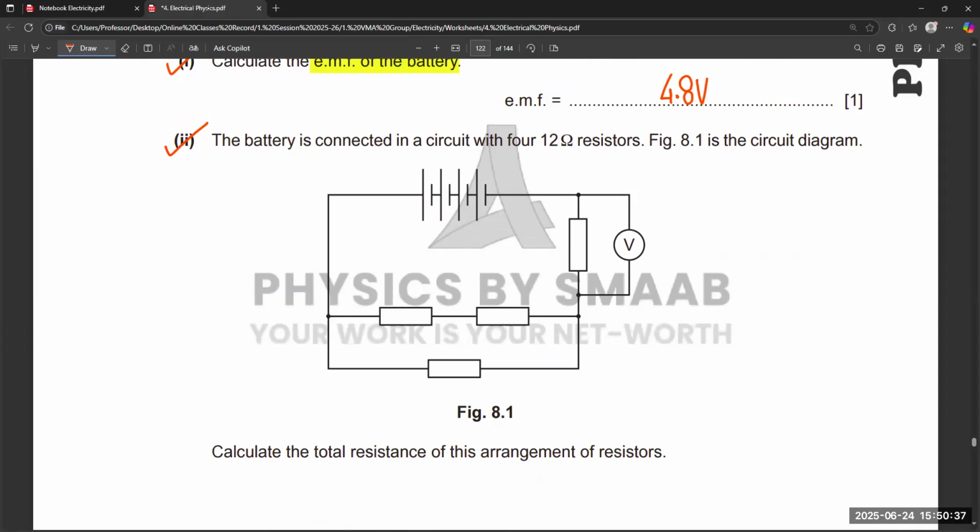And in the second part, we have 1, 2, 3, 4 resistors connected, each resistor of 12 ohms. So calculate the total resistance of this arrangement. So you have to find the net resistance, equivalent resistance, total resistance, whatever you can say. So we have to find that value.